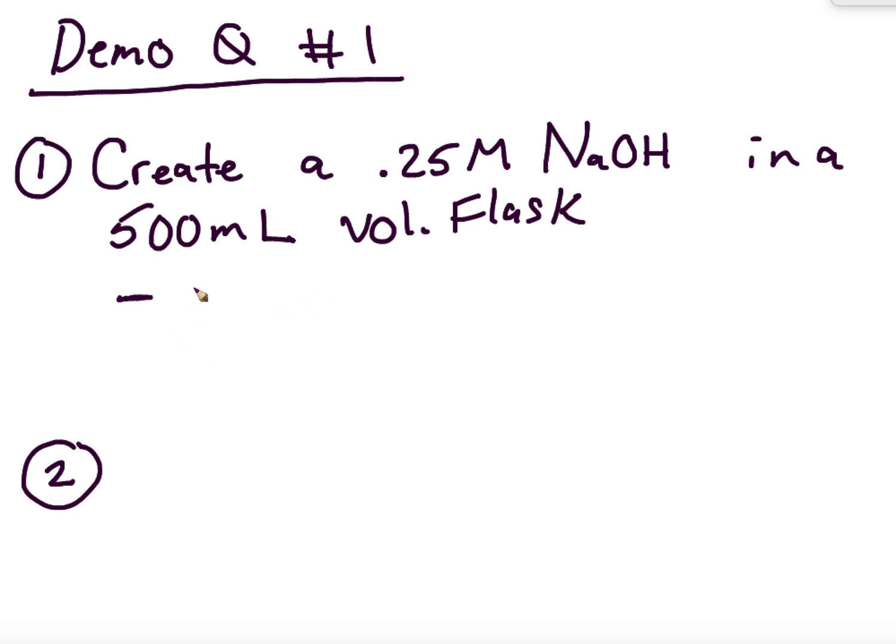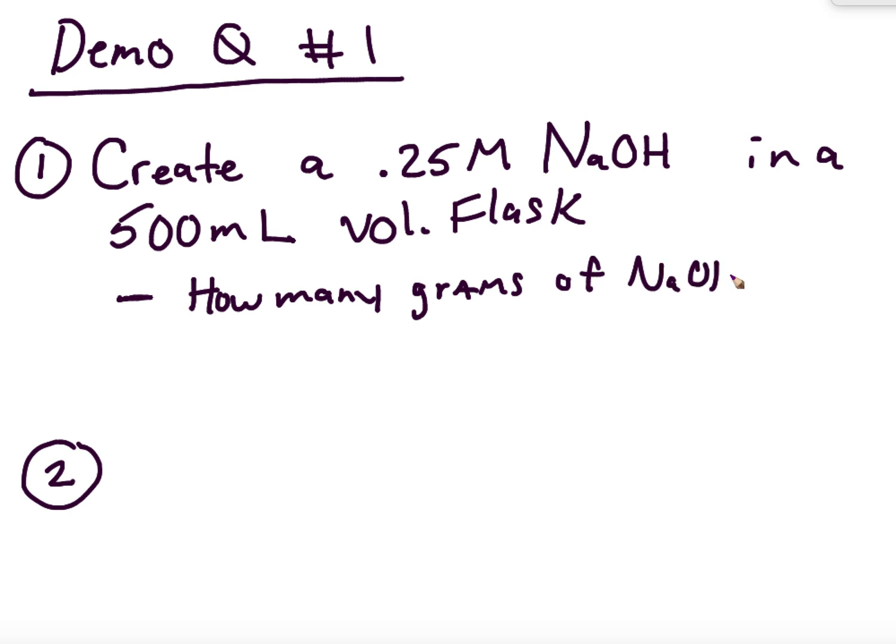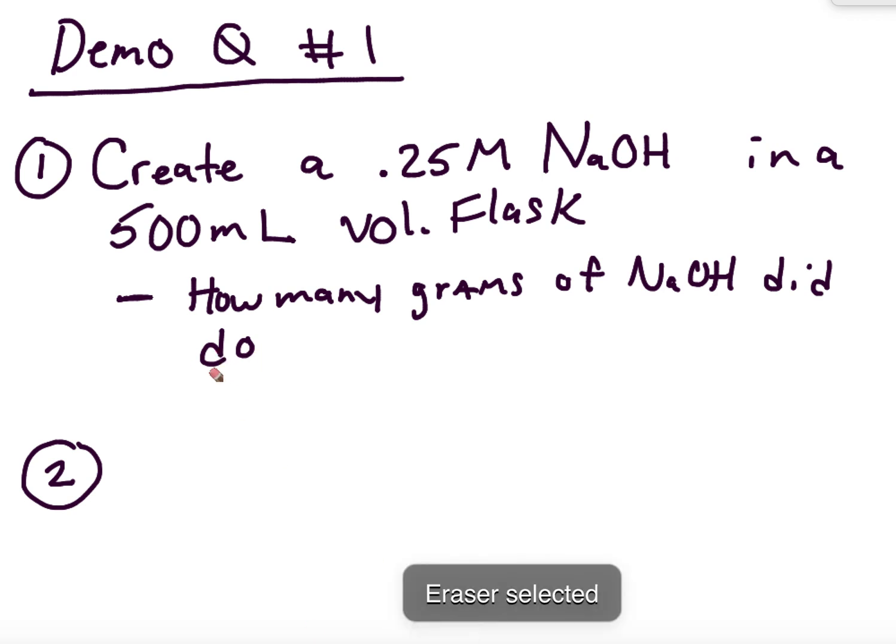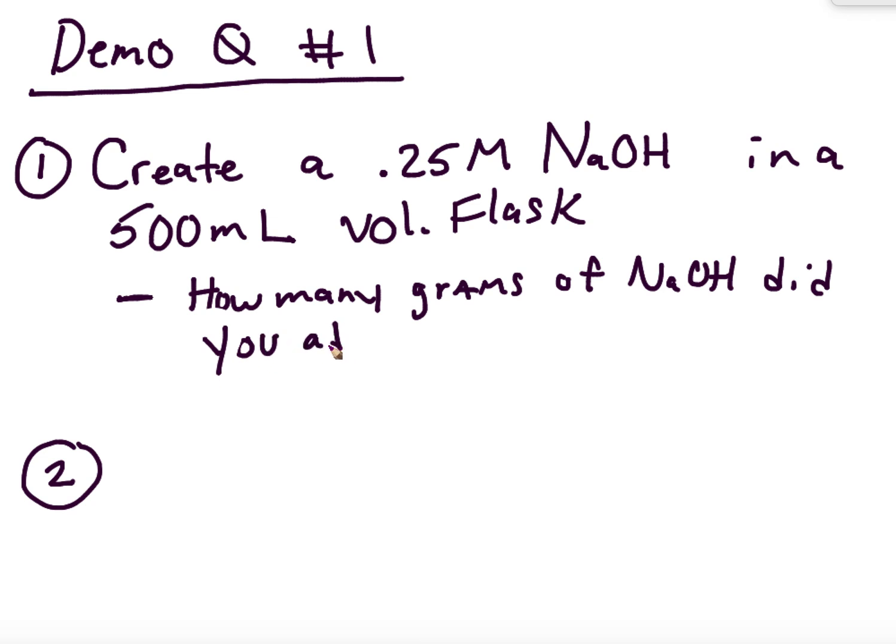So how many grams of NaOH did you add to make a 0.25 molar NaOH solution in a 500 milliliter volumetric flask?